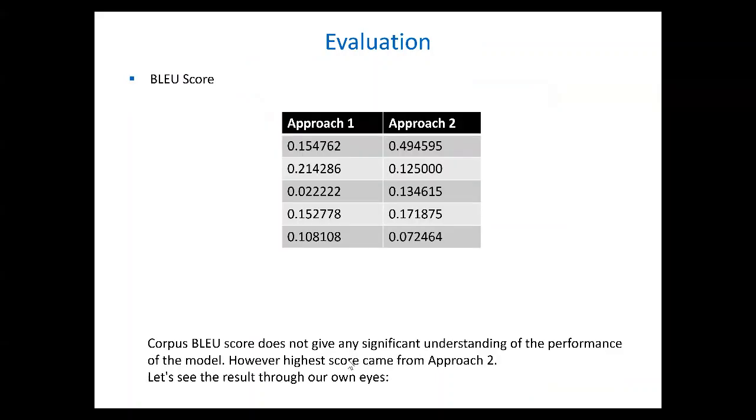So I run the model and try to check the BLEU score of the test images, based on what is the predicted caption and what was the actual caption. As you can see, it doesn't make much sense, but the highest BLEU score came in approach 2, that is nearly 0.5. So let's see the output, how it compares to our observation.